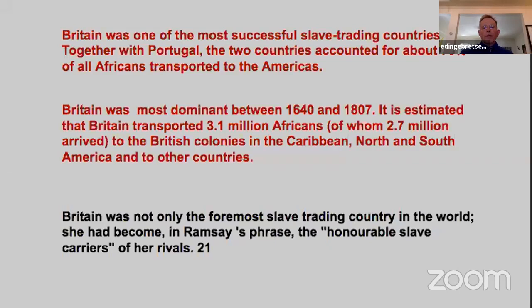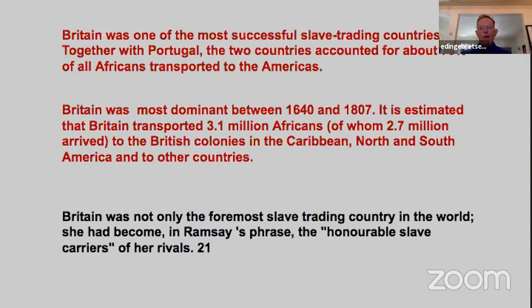Very quickly, Britain was the most successful, and Britain, by the way, was English first, and then it became Britain in 1707. It was one of the most successful slave trading countries. Together with Portugal, the two countries accounted for 70% of all Africans transported to the Americas. Britain was most dominant between 1640 and 1807. It's estimated that Britain transported 3.1 million Africans, of whom 2.7 million arrived in the British colonies in the Caribbean, North and South America, and to other countries.